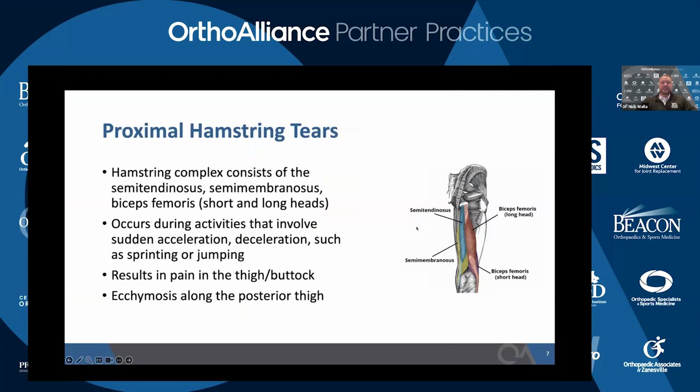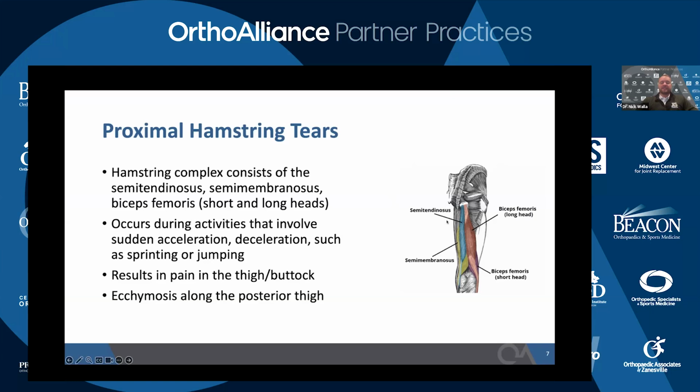It occurs during activities that involve sudden acceleration and deceleration, such as sprinting and jumping. You hear a lot of football players injuring this. And then you can have more severe injuries in water skiers, where they're suddenly jerked up from the water, when their hips are flexed and their knees extended, which puts the most force on this muscle group. It can result in a lot of thigh pain as well as pain around the buttock region.